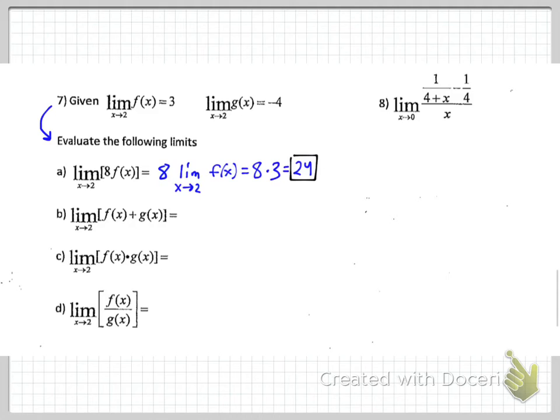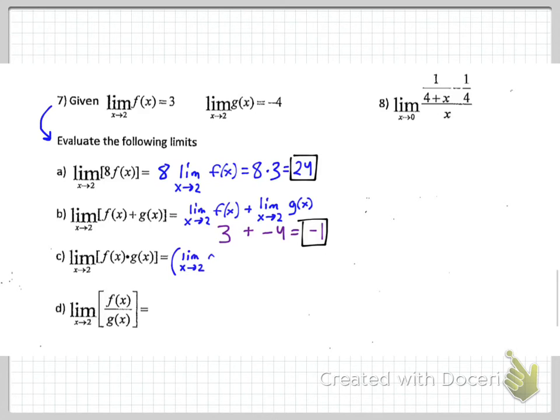Part B, if you have a limit and you have them added together, that's the same. The limit of the sums is the same as the sum of the limits. In other words, we can just rewrite this as 3 plus negative 4 and get negative 1. Part C, the limit of products is the same as the product of limits. So we can write this as the limit as x approaches 2 of f of x times the limit as x approaches 2 of g of x.